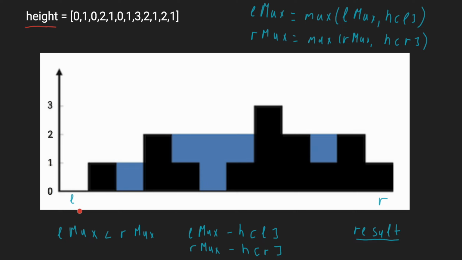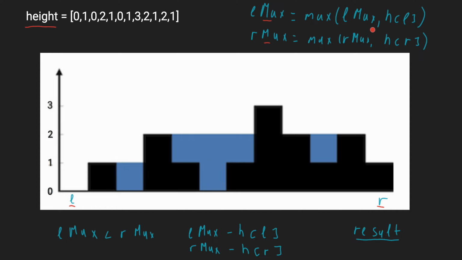We are going to solve this problem using the two pointers approach. We have a left pointer which starts from the beginning of the array, and a right pointer which starts from the end of the array. We also maintain two other variables: Lmax, which represents the maximum height to the left of our current position, and Rmax, which represents the maximum height to the right of our current position.